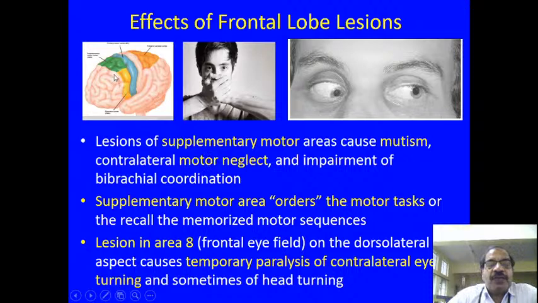And also if there is involvement of the motor area 8, which is called the frontal eye field, then there will be conjugate gaze palsy. If the patient has got involvement of the right frontal lobe, the patient will not be able to move the eyeball to the left side. So whatever side of the lesion, the person will not be able to move the eye to the other side. Suppose a patient has got a left frontal lobe lesion, then the patient will not be able to move the eye to the right side. So this occurs when there is involvement of the area 8 or frontal eye field.